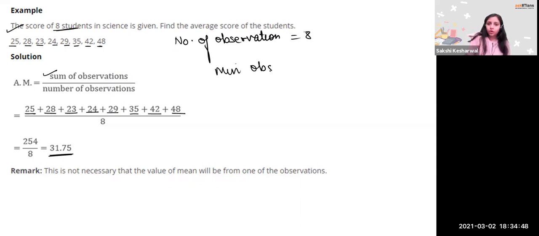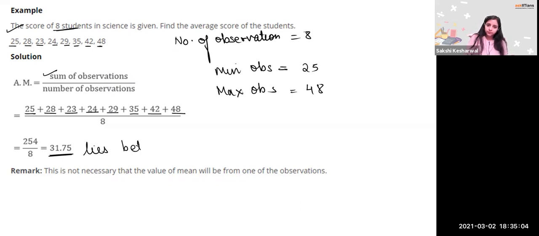Now see what the minimum observation is. The minimum observation is 25, right? And the maximum observation is 48, right? You see that this value is going to lie between these two. Yes or no? It lies between 25 and 48, the minimum and the maximum value.